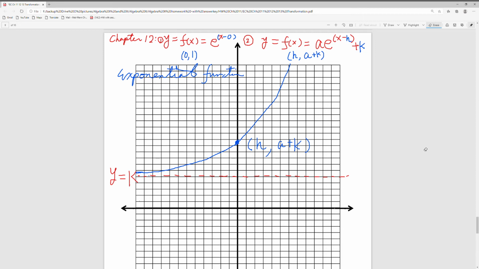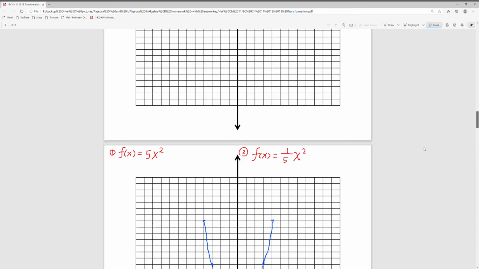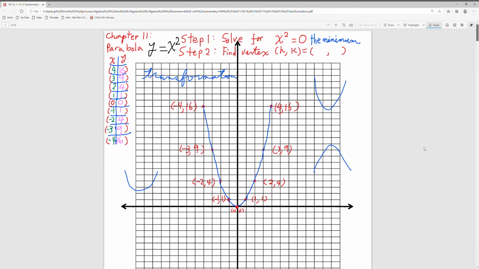Okay, let me erase. So the formula, you have y equals something plus k, which basically is the idea of y minus k. Same thing here. We go back to our chapter 11 parabola. In chapter 11, we are talking about y equals x squared, and then we try to graph. How to graph? Again, I say it's easy. I will graph it for you and show you how to graph easily.